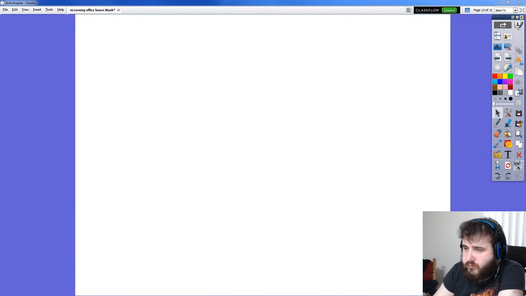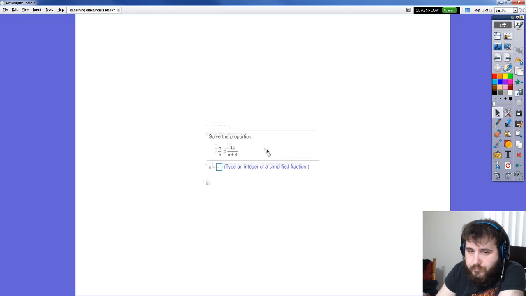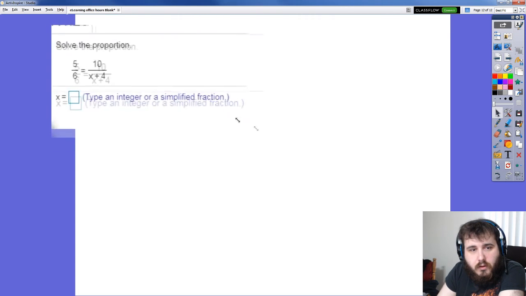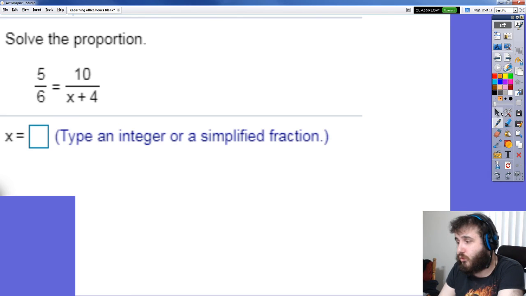Alright, so for question 4, they want you to solve a proportion. So let's take a look. Here's our proportion, right? Good, I'm glad you finished the last 2 assignments. I will be updating grades on those, if not today, tomorrow, for sure.